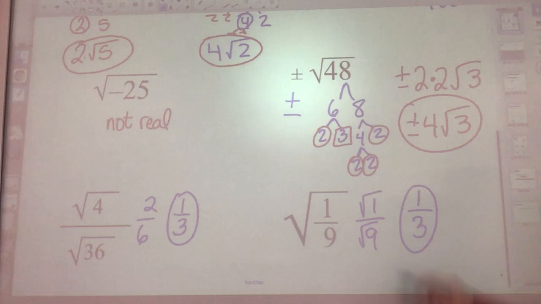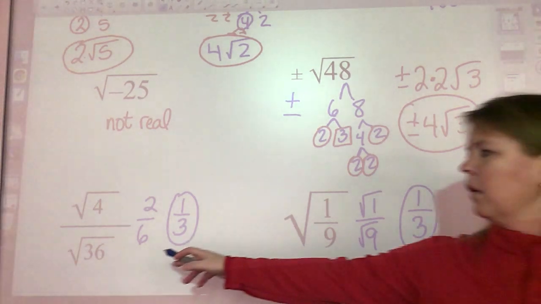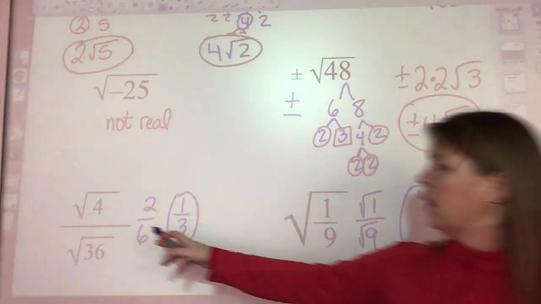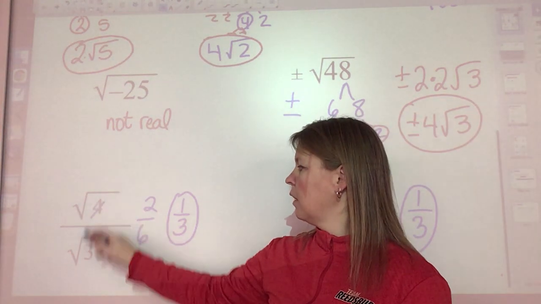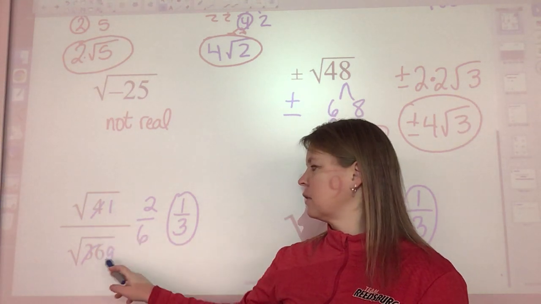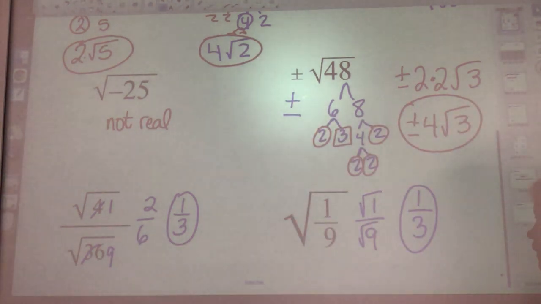So if you can believe it, those are the same answers. Square root of 4 over square root of 36 is the same value as the square root of 1 over 9. Could I have reduced this first? As long as they're both radicals, you could have. You could have reduced 4/36 first and made it 1/9 and then square rooted it. Sometimes there's two options.